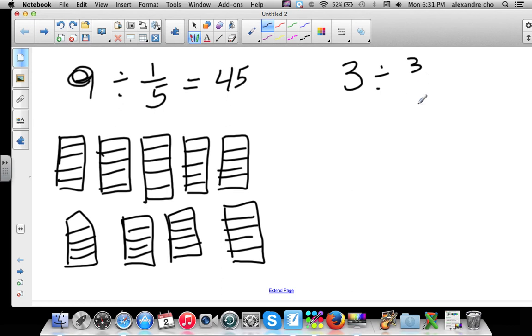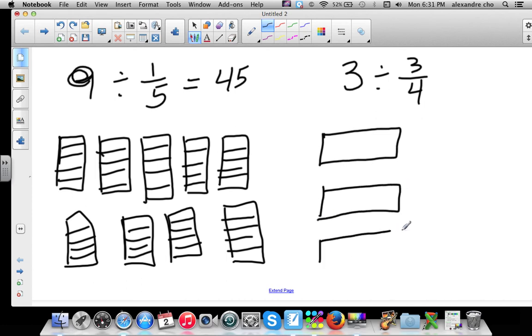3 divided by 3/4. Okay, so let's draw three, and you know what, I'm gonna draw this a little bit differently. Let's draw it this way this time. 1, 2, and 3. And what are you going to divide that? You're going to divide this into fourths, because this number right here tells you. So every bar here, you want to divide into fourths. You want to know how many times 3/4 would fit inside all these.